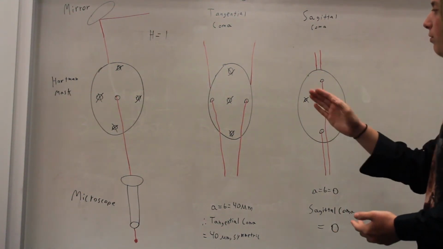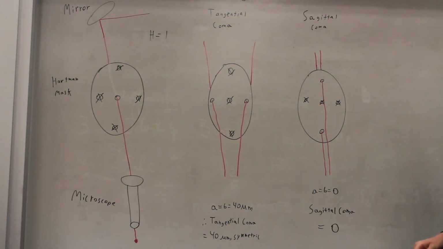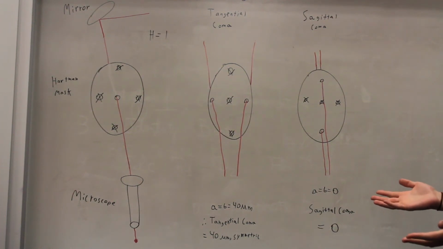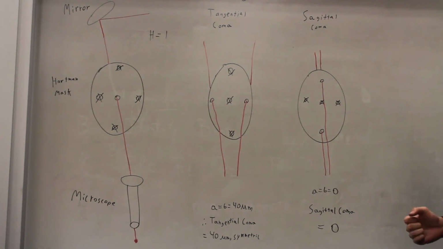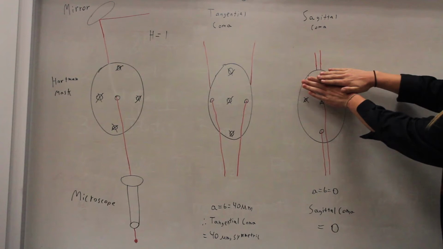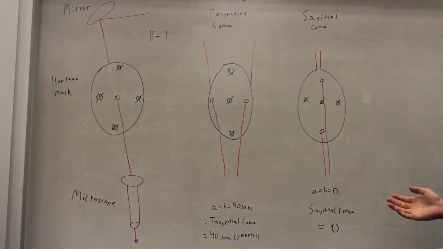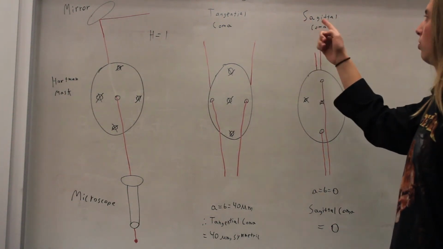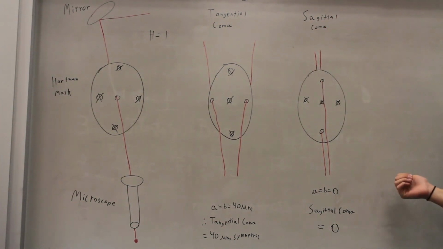And we got the same result for both holes, which was 40 microns, which was our tangential coma, and we realized that it was symmetric just like the theory said, so our hypothesis was correct. Then we tested sagittal coma by covering all the holes except for the top one, and then the bottom one separately. And we got that A equals B equals 0 for both of these. So sagittal coma was 0, just like the theory says. And then using that ratio of tangential over sagittal, it approaches infinity, just like the theory said.